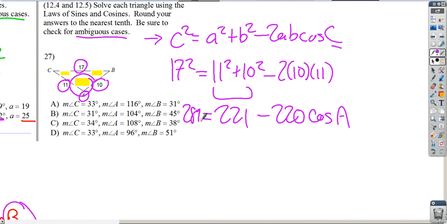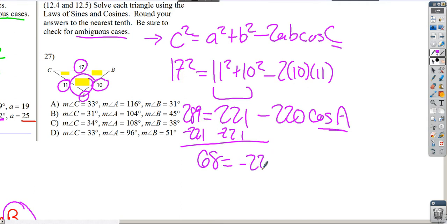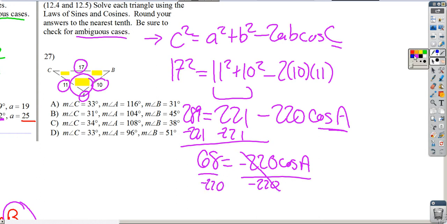Okay, now how do we solve this? We want to isolate the cosine A. So let's subtract 221 from both sides. 289 minus 221 is going to be 68. And then we have negative 220 cosine of A. Let's divide both sides by negative 220. Those will cancel, and to cancel out the cosine, what we need to do again is now take the inverse cosine. So the inverse cosine of negative 68 over 220, we will see what that gives us.